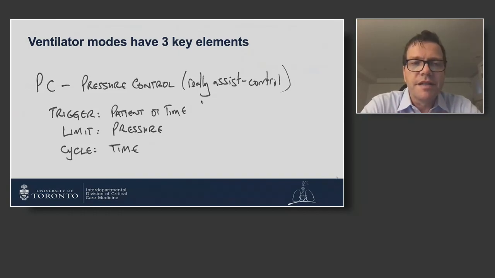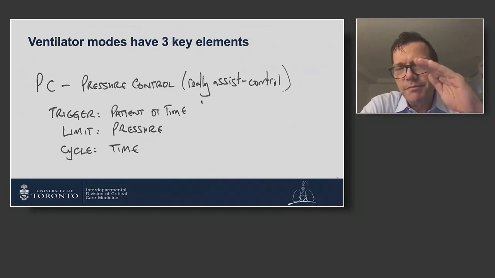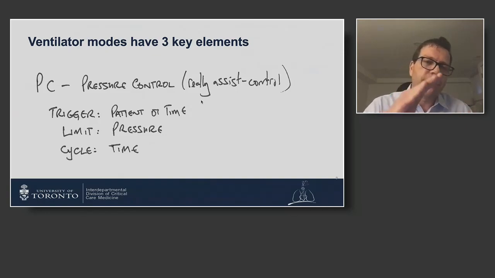The limit here, as the name implies, is based on pressure. You dial in and tell the ventilator, raise the pressure by 10 centimeters or 15 centimeters above the baseline pressure, and keep it there for a certain amount of time. And that's what cycles the ventilator. So it says, raise it by 15 and keep it there for 0.8 of a second, and then let the patient relax and breathe out.